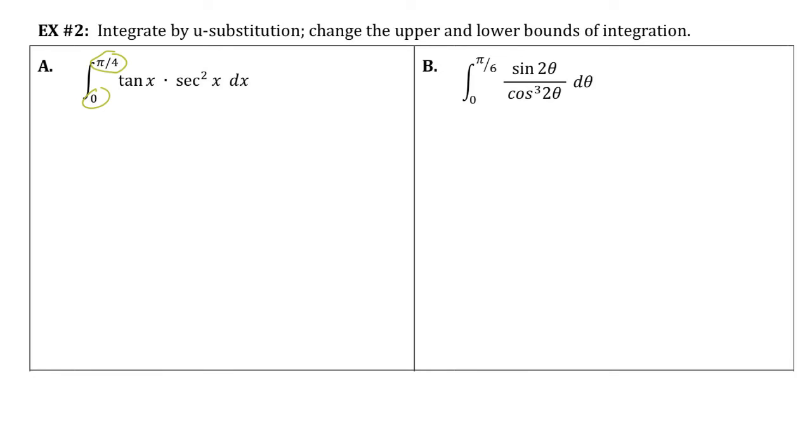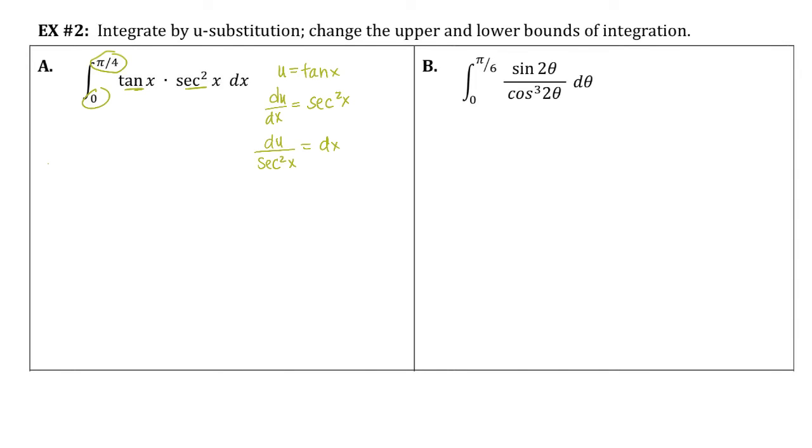Well, for this one, anytime you have your trig stuff, think about which one of these is the derivative of the other. And so we know that if we do the derivative of tangent, we get secant squared. So that's a good indicator that u needs to be tangent x. And so du dx will generate secant squared x. And of course, solving, we would have du over secant squared x equals dx.